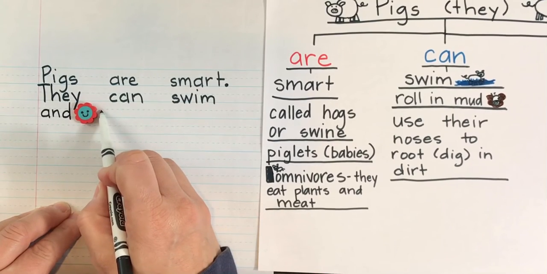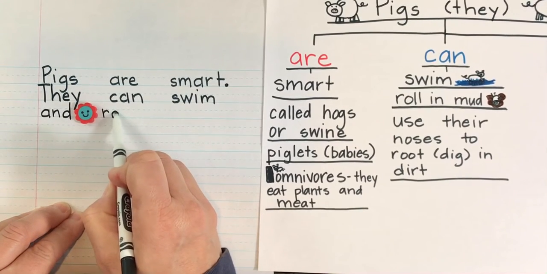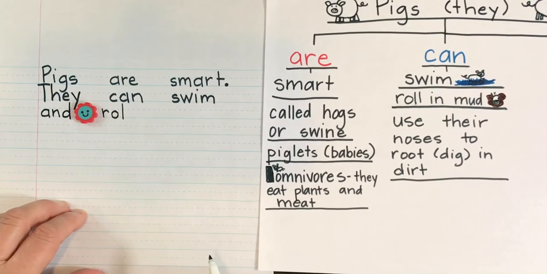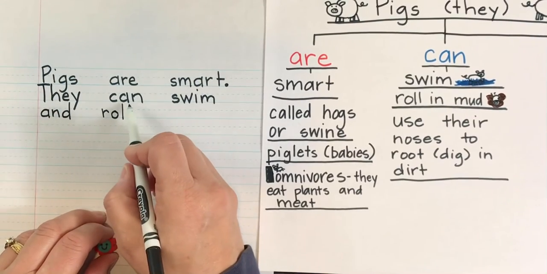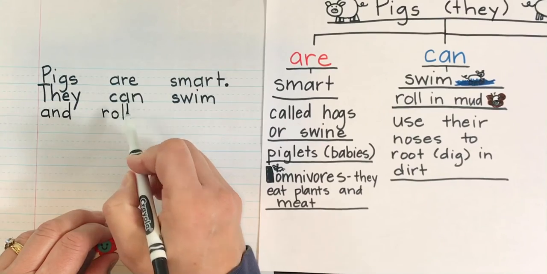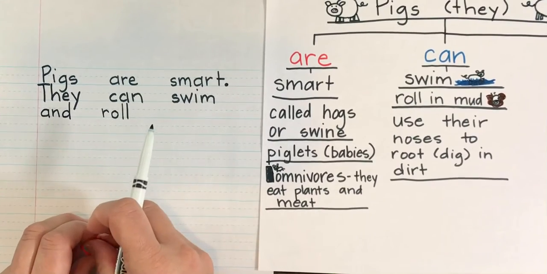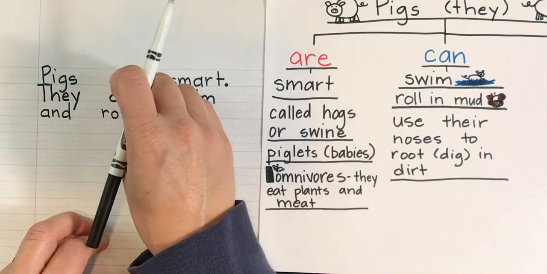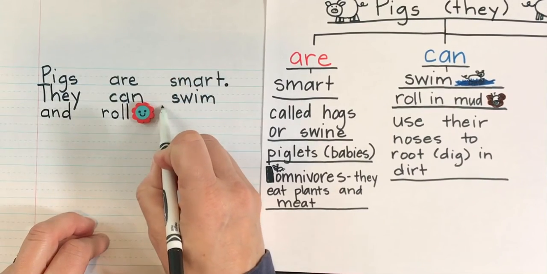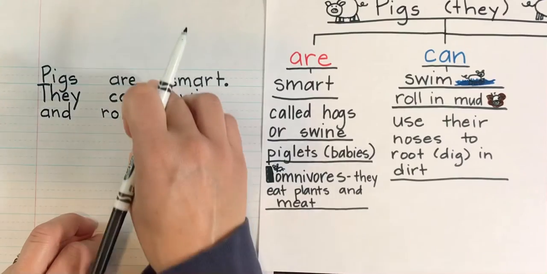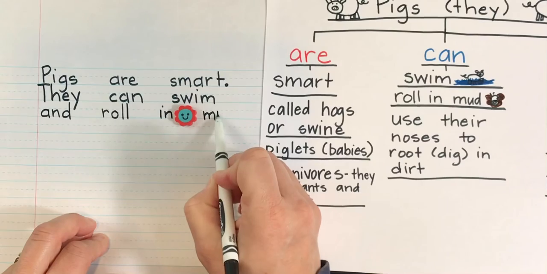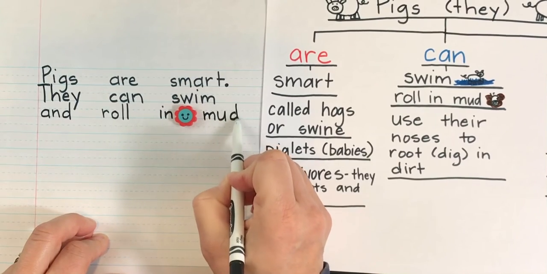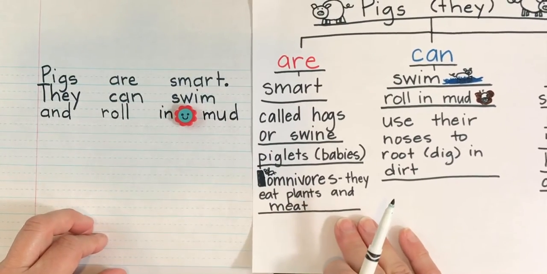Roll. Ooh, that's a harder one. Roll. I only hear one L. So if you only put one L, that's fine. I know because I'm much older than you that there are two L's, but if you only put one L, you're listening well to your sounds. They can swim and roll in. We know the word in. In. Mud. Mud. They can swim and roll in mud.